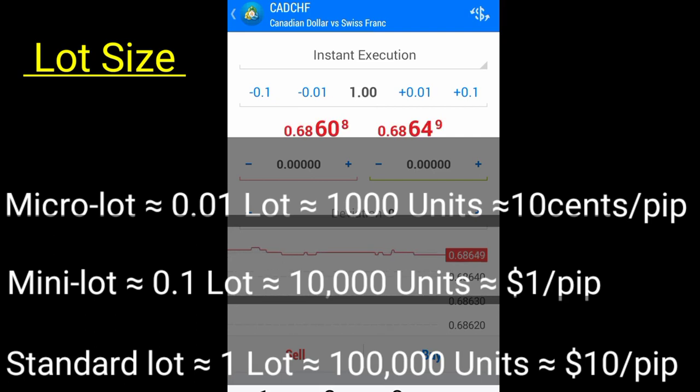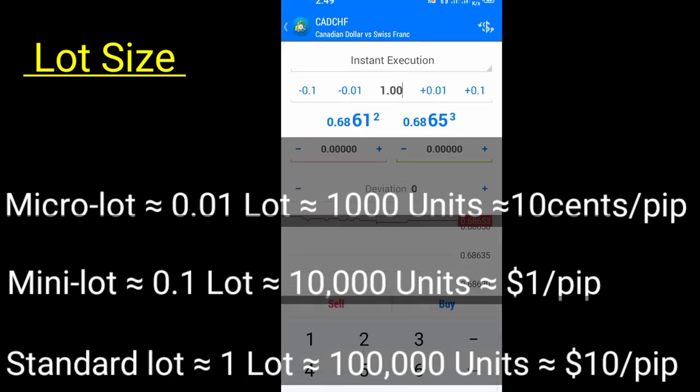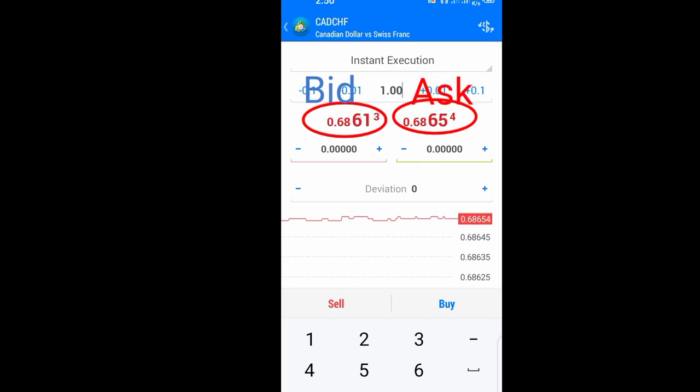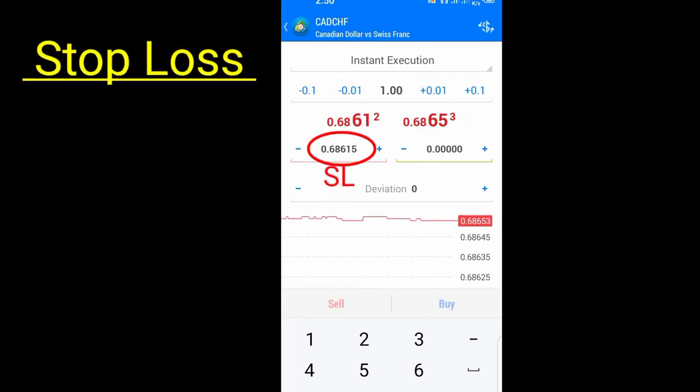So whenever you place any of these contract sizes, just note that the contract size you place determines the loss or the profit that you make. So this is showing you the price, the bid price. This is showing you the ask price, like we've explained before. Then this place is where you set your stop loss. You're telling us how much you're willing to lose or how much you're willing to risk.